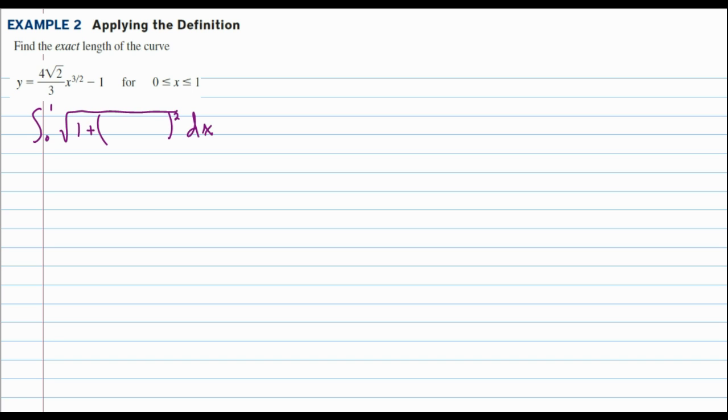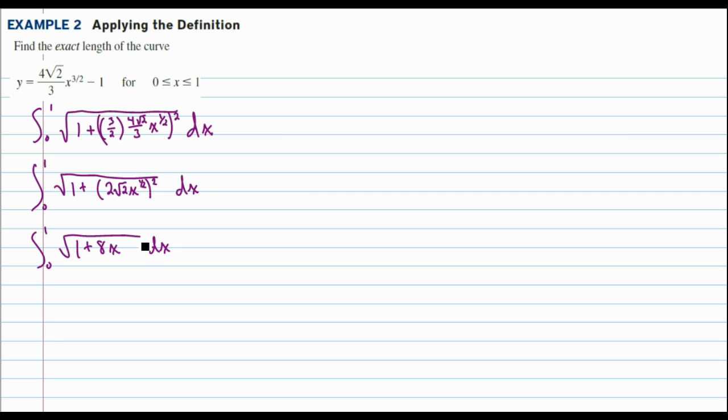Now the derivative of that is going to be drop the 3 halves down, then times 4 square root 2 over 3x to the now 1 half, and then of course the squared was already there. The minus 1, the derivative is 0. So let's simplify that a little bit. Much nicer. And let's square it. Even nicer yet. Now I have something that I can work with.